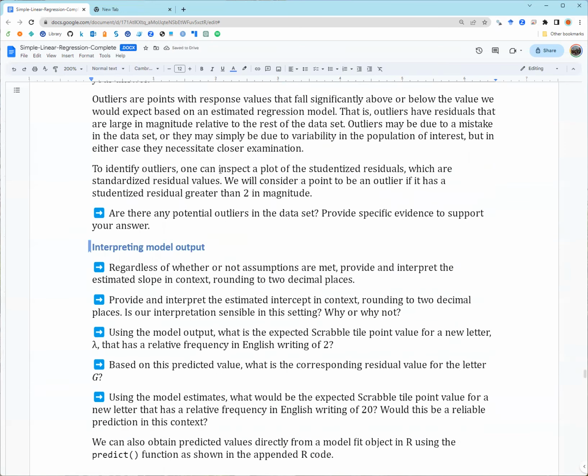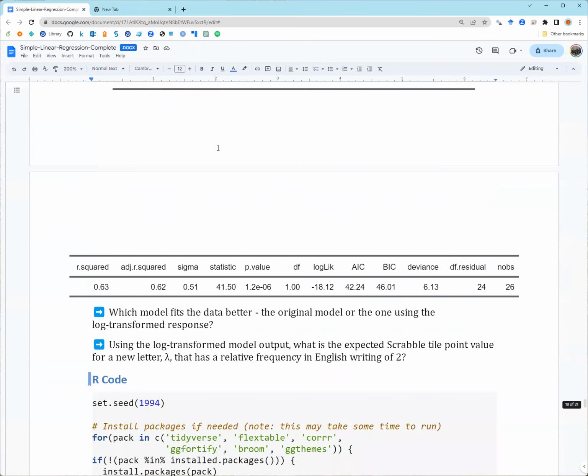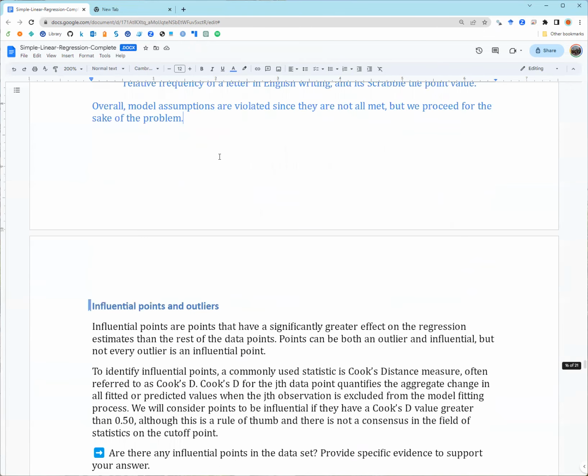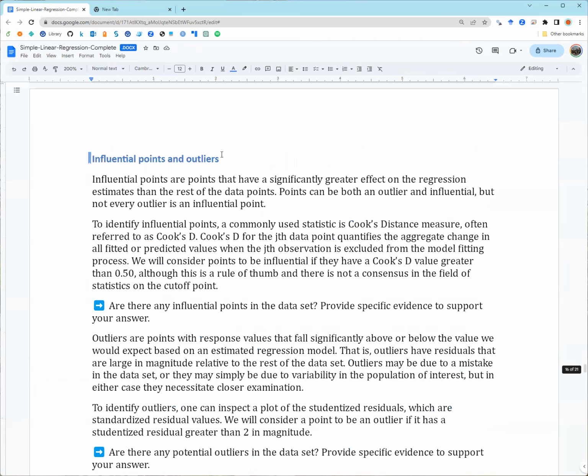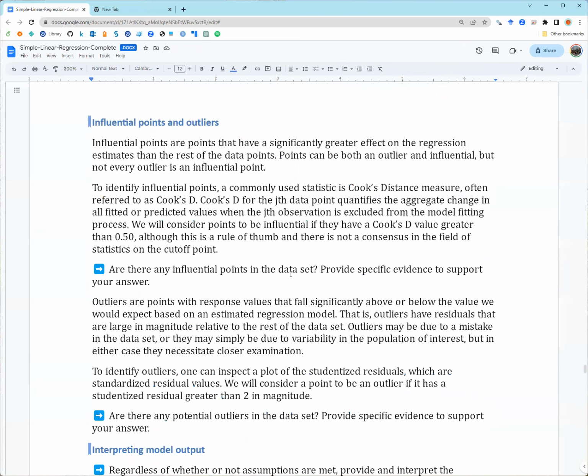All right. So next we'll talk about influential points and outliers. And I'll break that up into a second video. So this will be video part 1.